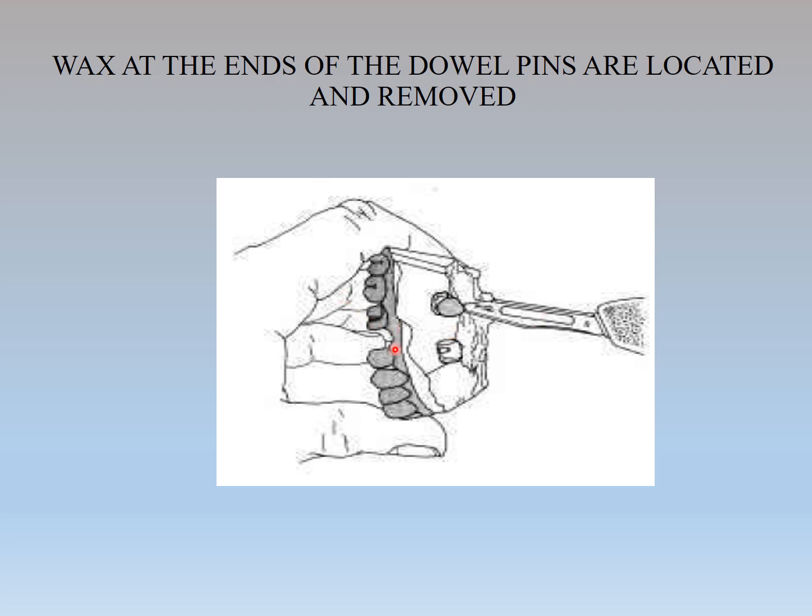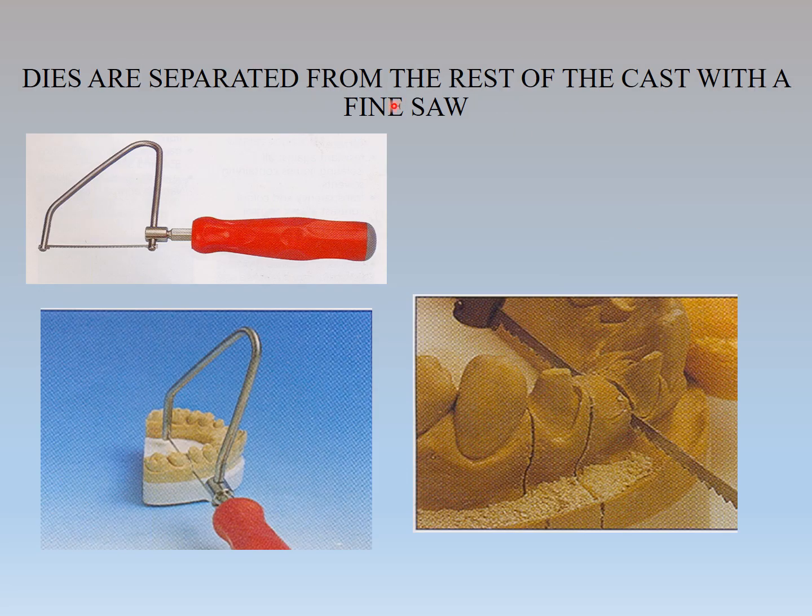You have to saw it. Okay, you have to section the cast. Okay, yeah, there you go. So dies are separated from the rest of the cast with a fine saw. So this is an instrument which we use, guys. Okay, so there's a very thin small saw, and you section the pontic and the abutment area. Yeah, till the first base.